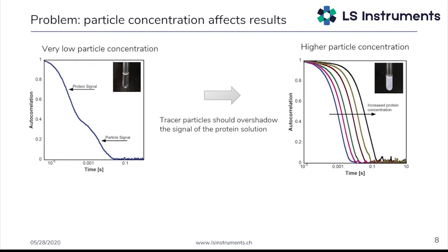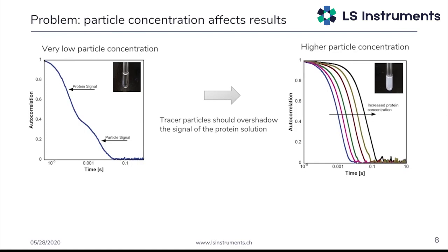This can be particularly problematic if we, for example, do these experiments at large scattering angles, as certain spectrometers do. Because often for these experiments we use larger tracer particles to have enough scattering intensity and be able to measure diffusion coefficients properly without suffering also from artifacts from dust or some spurious protein aggregates.